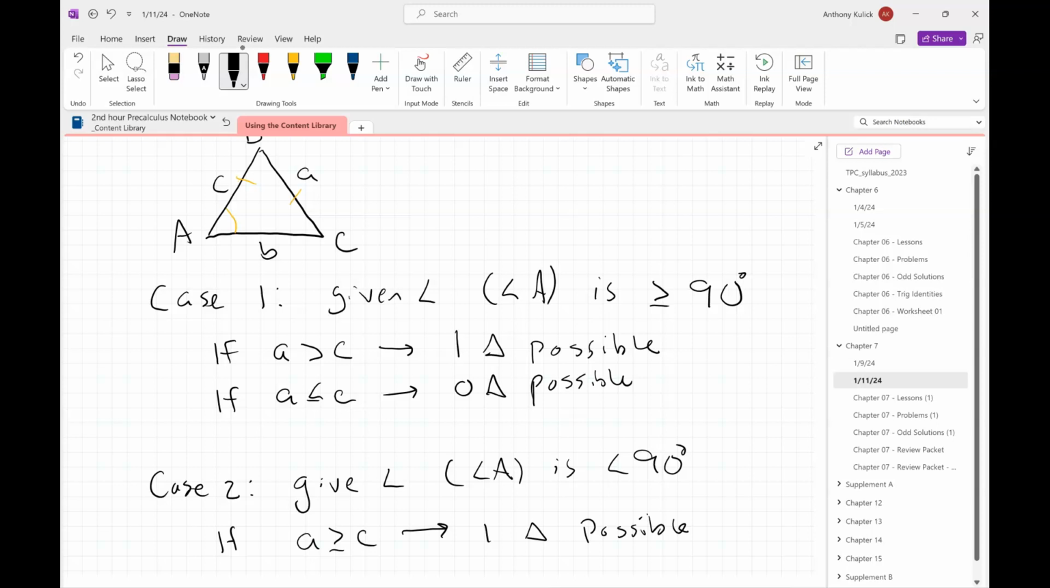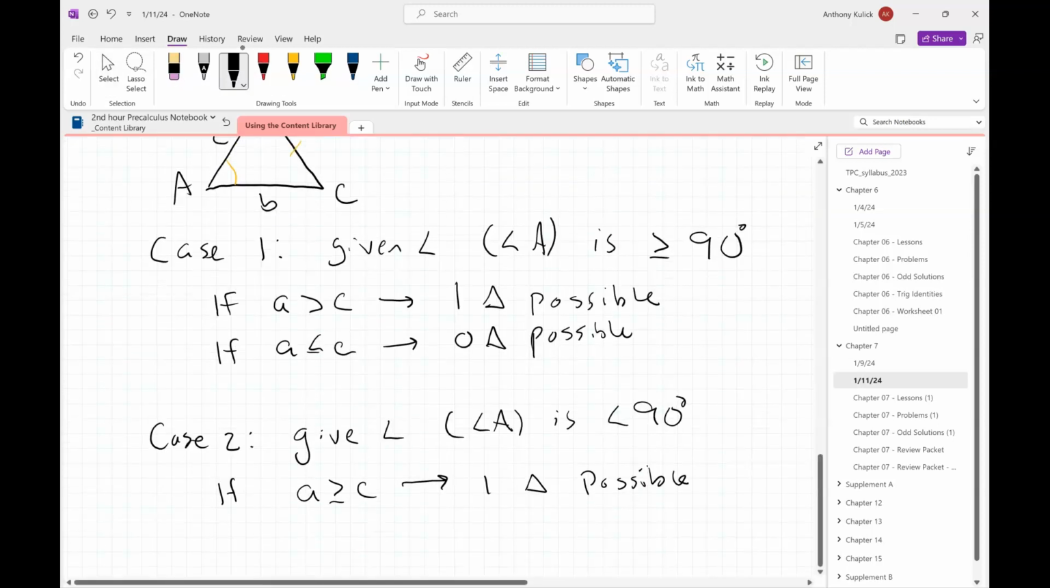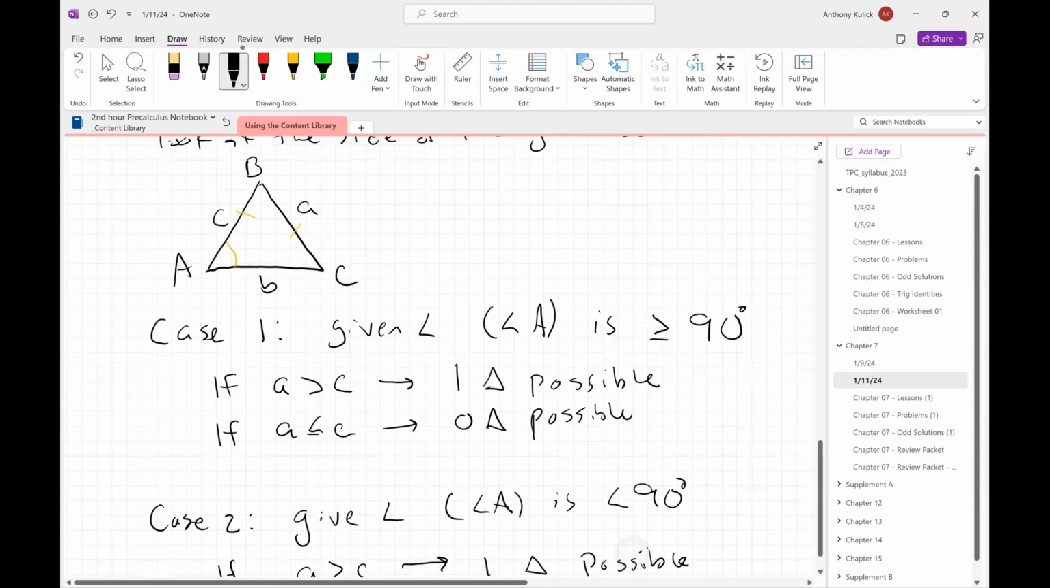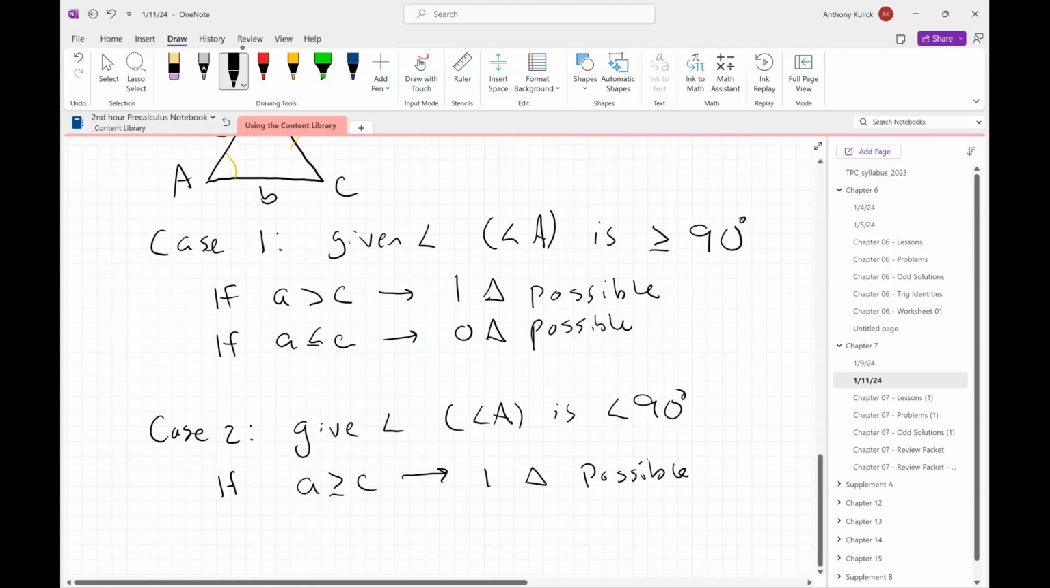So in this case, if the side opposite our acute angle is the biggest or equal to the two given sides, then there's just one triangle. We'll show you in a sec. We'll draw a picture in a second to show you.